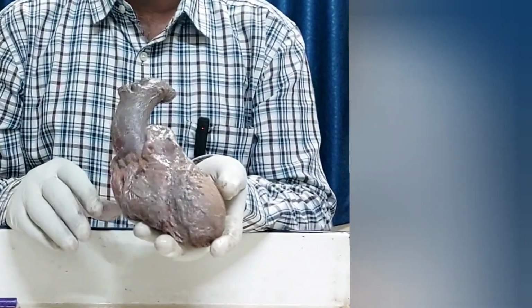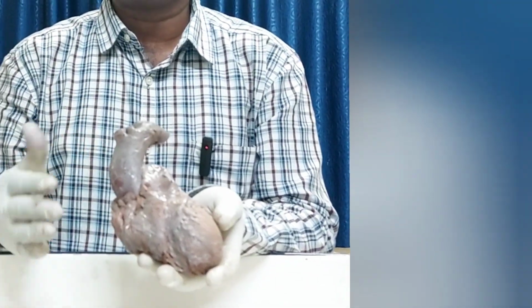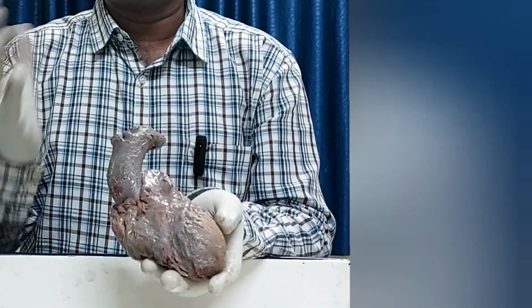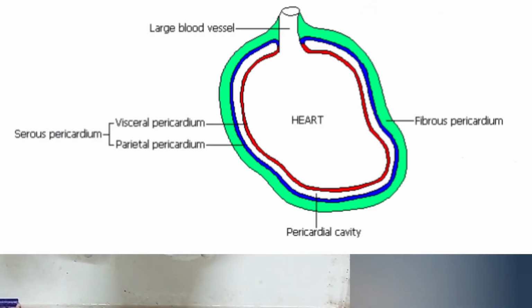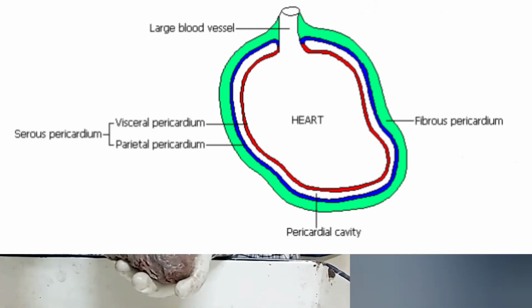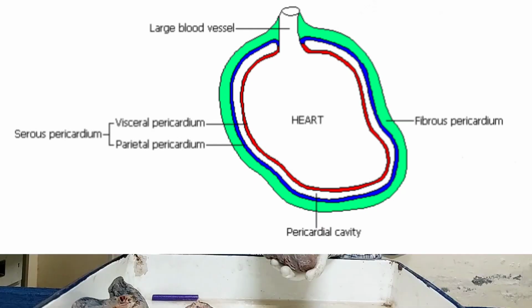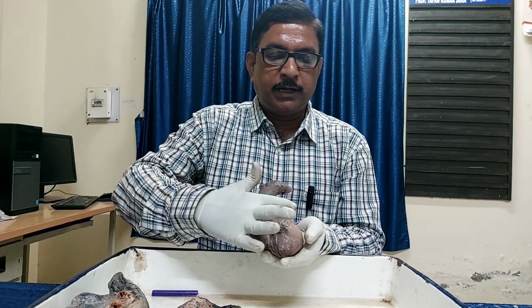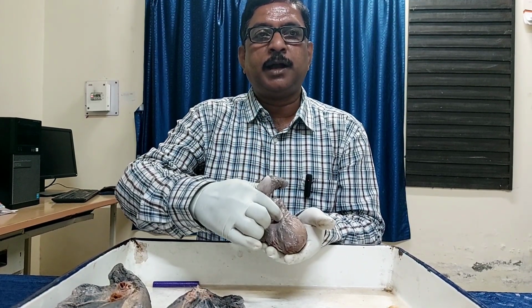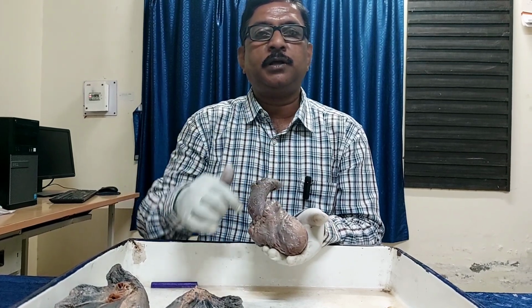So what is epicardium? If you are asked, your answer will be, it is the visceral layer of serous pericardium, because pericardium has two layers mainly, fibrous and serous. Fibrous outside, serous inside. Serous again has two layers, inside visceral, outside parietal. And the visceral layer of serous pericardium is intimately attached with the outer layer of the heart. So this epicardium forms a part of the heart.